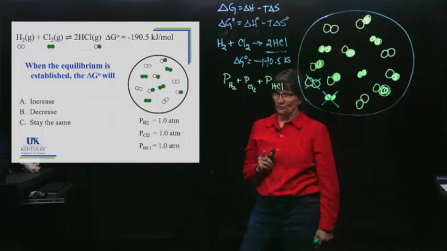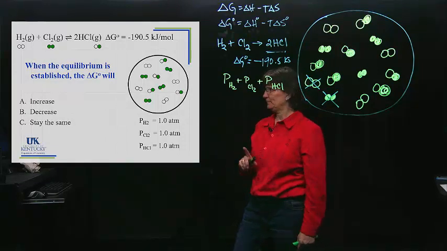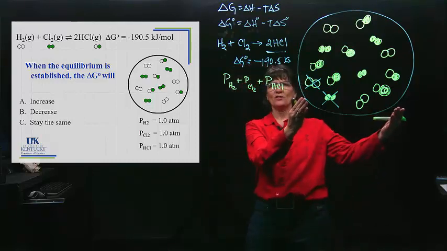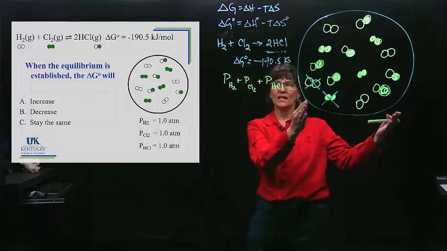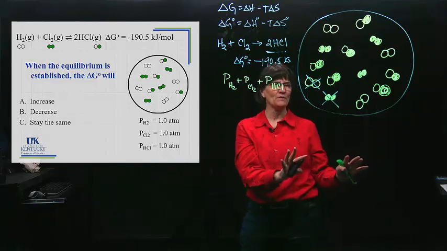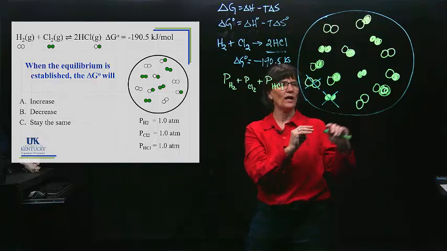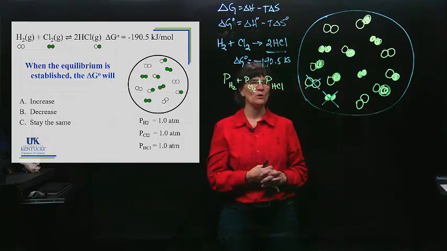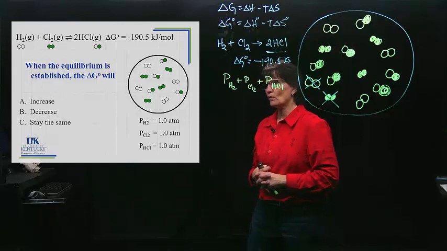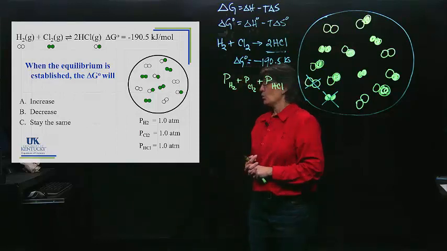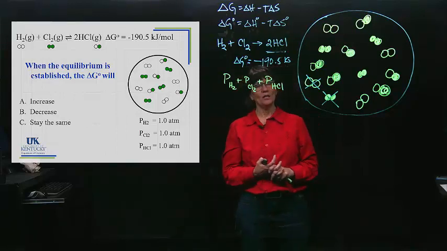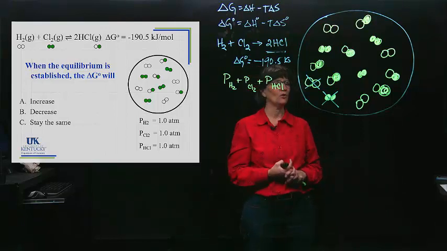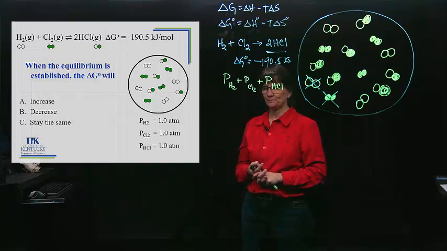This is a tricky one for students, so I don't want you to answer too quickly. We started under standard state conditions. Am I still under standard state conditions here? Standard state conditions were when everything was 1 atmosphere, and then it shifted and it produced some more HCl. It went to the right. Okay? Eventually it's going to get to equilibrium. Okay? What happened to the standard delta G once equilibrium was established?